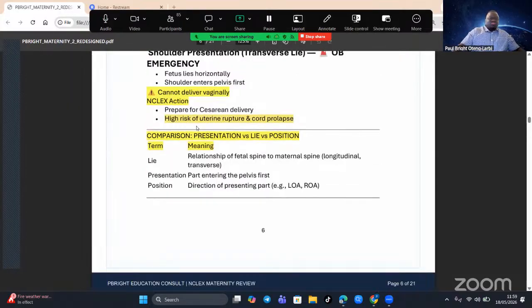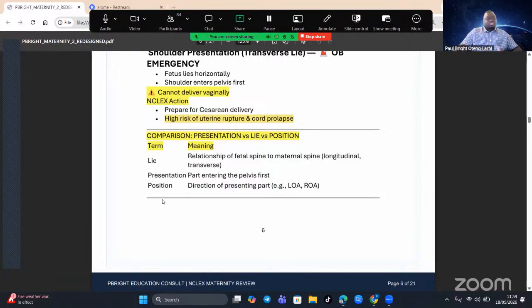There is a high risk of uterine rupture and cord prolapse if you try to deliver this baby vaginally. So take note, you always prepare for CS. Okay, so we know the presentation, the lie, transverse lie, longitudinal, whatever. The presentation is the part of the baby coming or entering the pelvis, and the position is very important.